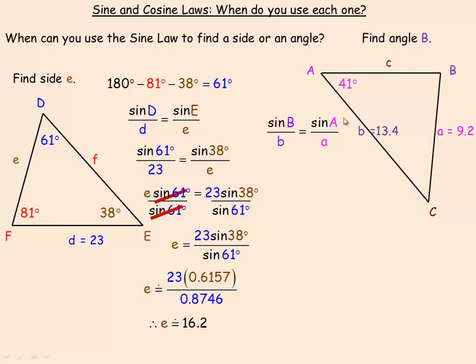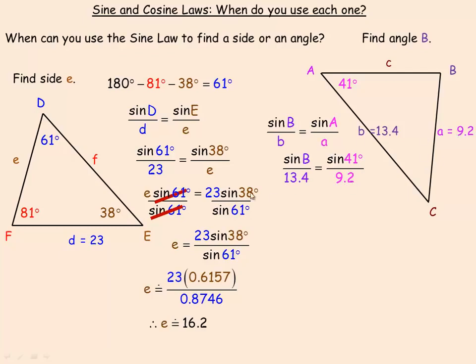So notice in this again, I do know three of the four things. I know angle A, side A, and side B, so I can find angle B. So again, you need that angle-side pair and the thing opposite what you're finding. I'm finding an angle in this case, so I need to know the opposite side. So we fill in the values. Side B is 13.4, angle A is 41, and side A is this 9.2 here.